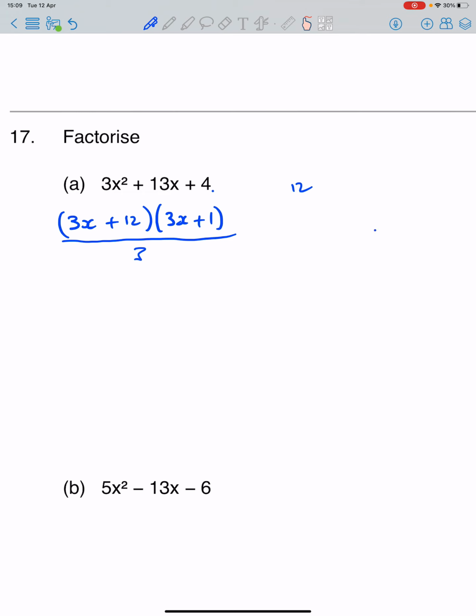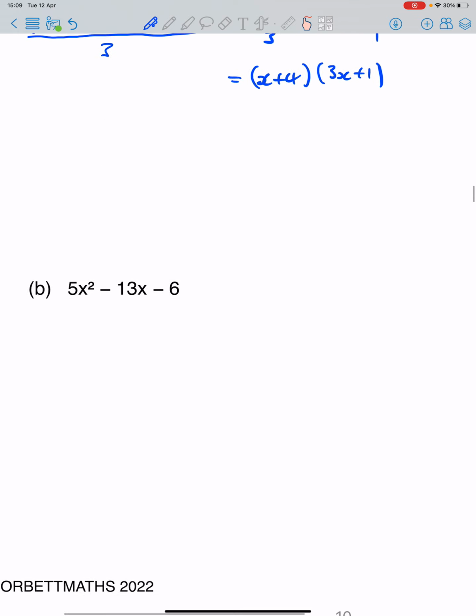Then I can rewrite this as (3x + 12)/3 multiplied by (3x + 1)/1, because this multiplies out. Then we can see that we only cancel out this left fraction, where we can divide everything by 3. So that becomes x + 4. And then the (3x + 1)/1 just remains as 3x + 1. That's the factorization. Let's apply the same technique to this next one.